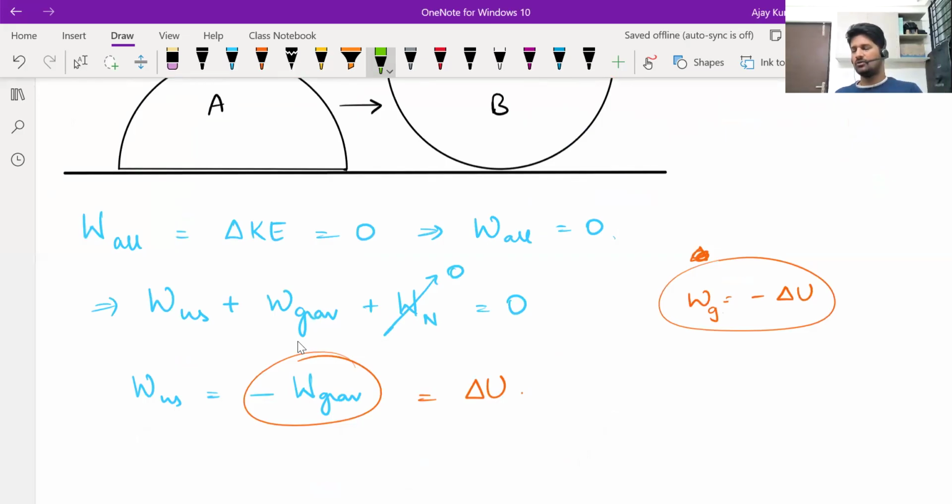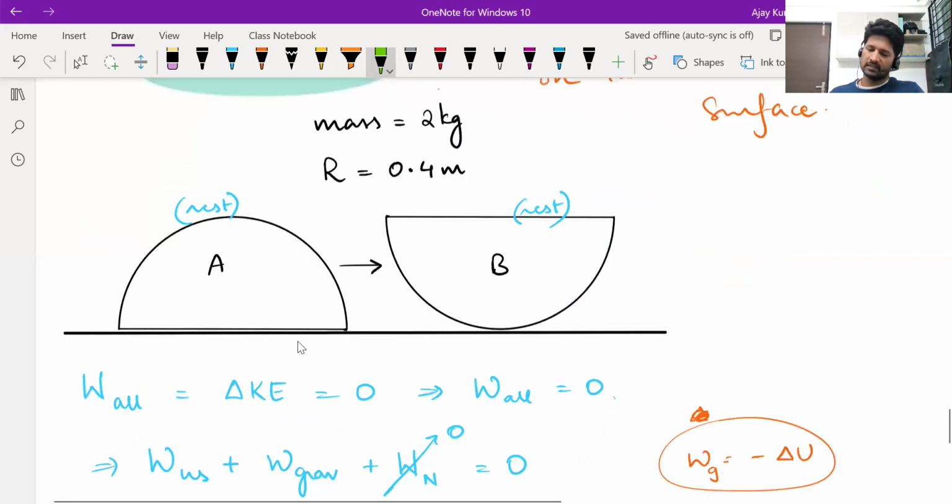Okay, and this is why I told you that idea that work is nothing but transfer of energy. Initially, the object is at rest. Finally, also it's at rest. So you are not giving it any kinetic energy. The only thing you have to give it is potential energy. So instead of discussing all this, instead of using work energy theorem, you could have simply done this. Work done by us is equal to the potential energy given to the sphere, hemisphere.